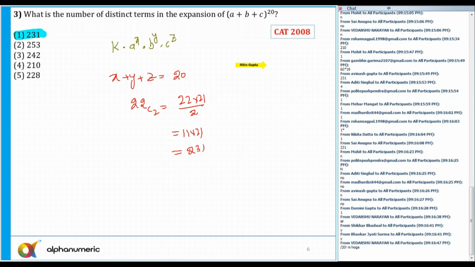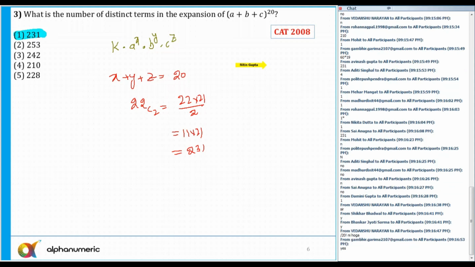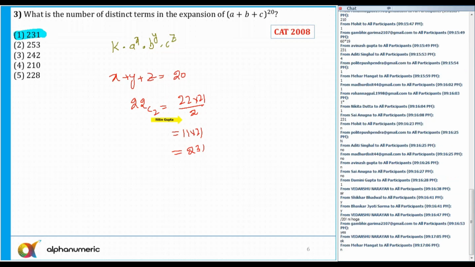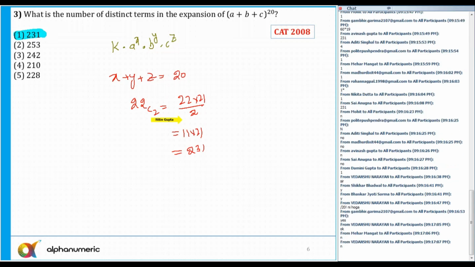All right. Why is the value of 22C2 equal to 22 into 21 by 2? I've written it directly. If you want to write it in terms of factorials, write it and cancel, and this is what will come finally. Do I need to do all these calculations? No. All right. So let's move to the next question then.